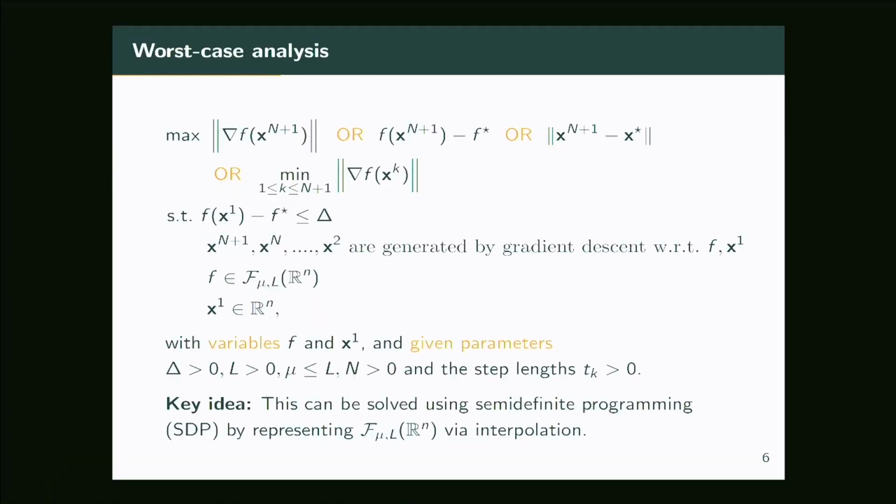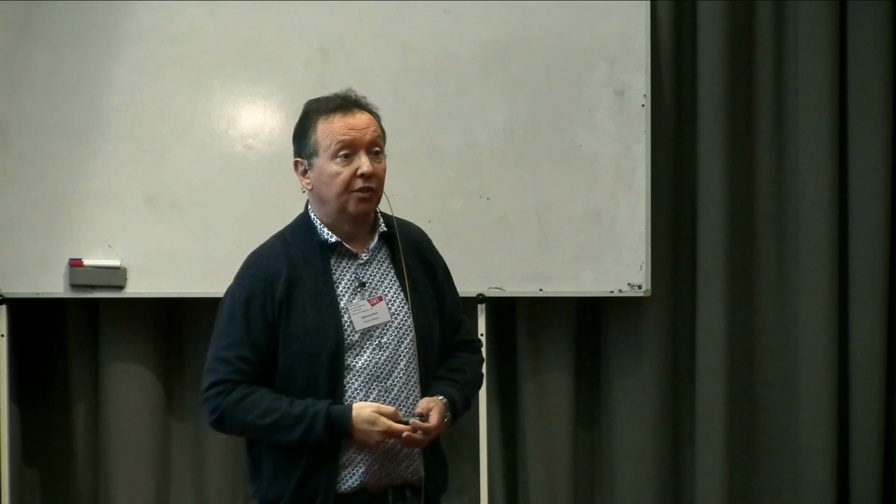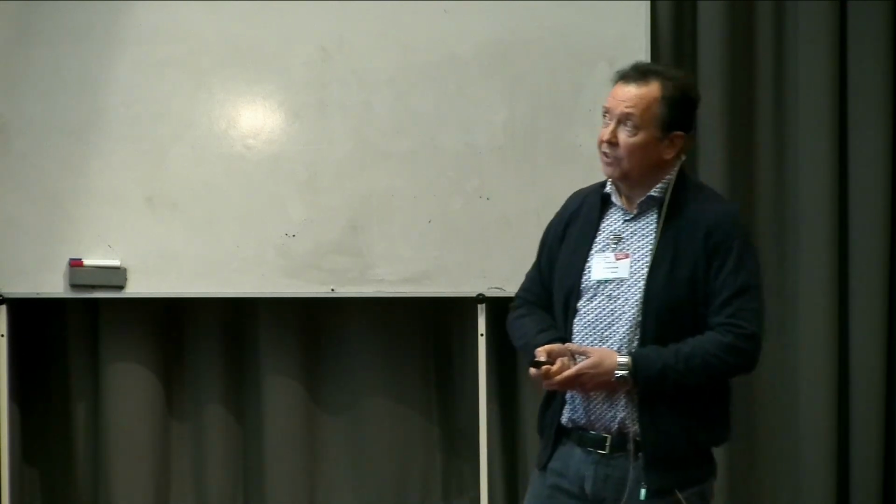And then the key idea is that this can be reformulated as a semi-definite programming problem, which is tractable, by representing this function class via interpolation. So somehow we're going to bring this infinite dimensional space down to finite dimensions by changing this membership problem into an interpolation problem. Okay, so how does this interpolation problem work?